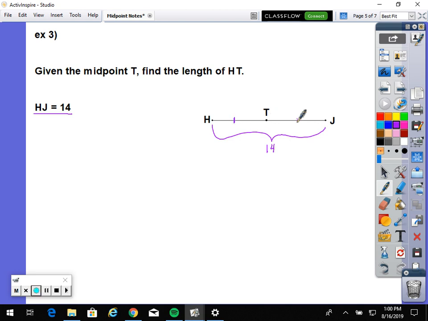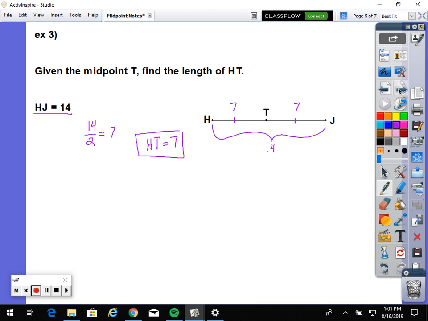Since T is the midpoint, that means that HT and JT are equal. They are the same value. So all I'm going to do is take my total 14 and divide it by 2. Since T is the midpoint, it cuts it in half. So that is going to be 7. So each length here is 7. So HT is equal to 7.